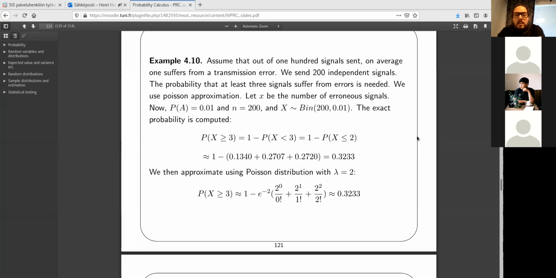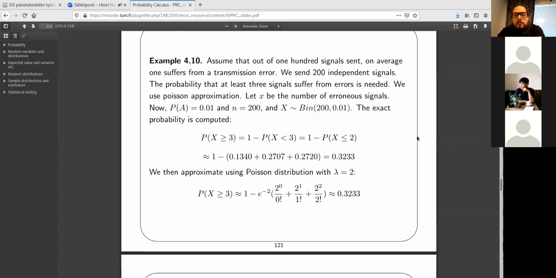We can approximate this, not approximate, but approximate only in the sense that we are not using full symbolic here, where we're approximating in the sense that we're calculating with floating point numbers. So we can calculate this from the binomial distribution. We calculate the probability that it's 1 minus 0 events, 1 events, 2 events. We get about 32.33% chance of having at least 3 errors in these 200 signals.